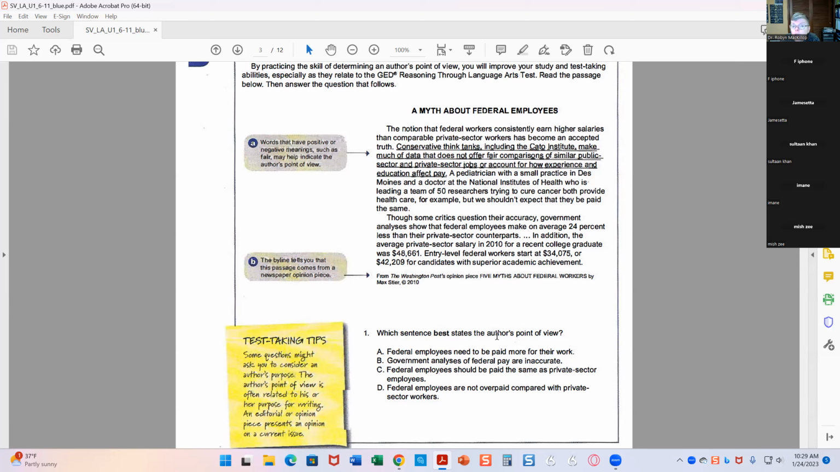So we're looking for the author's point of view. Federal employees need to be paid more for their work. Do you think he's saying that? Because that's what you're going to do with each of these answers. Is the author actually trying to say that? No. No. Government analysis of federal pay are inaccurate. Yes. Is he trying to relay that? Yes.